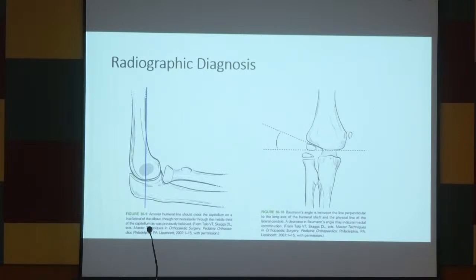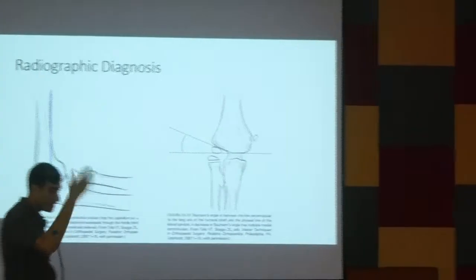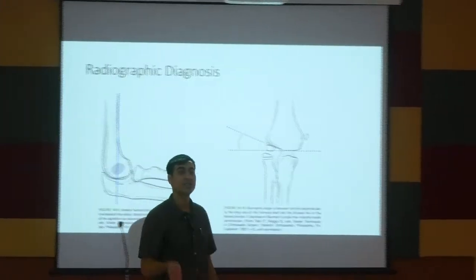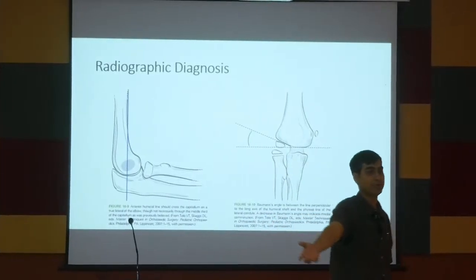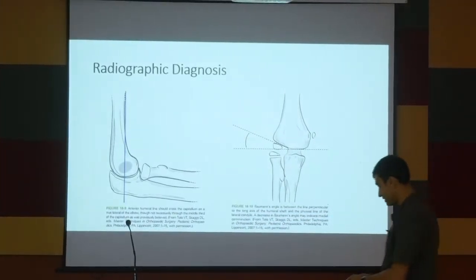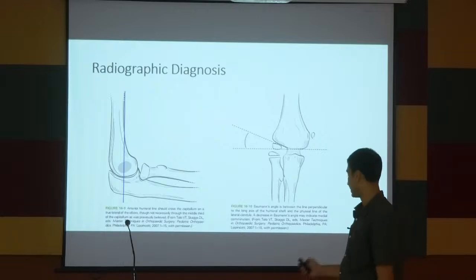So these two things are important. If you are not correcting the Baumann's angle, it will lead to a gunstock deformity. And if you are not correcting the anterior humeral line and capitulum axis, it will lead to a loss of flexion and a hyperextension deformity. These two are important things that you need to see radiographically after reduction, whether you are planning conservative management or operative fixation, you have to look at these things.